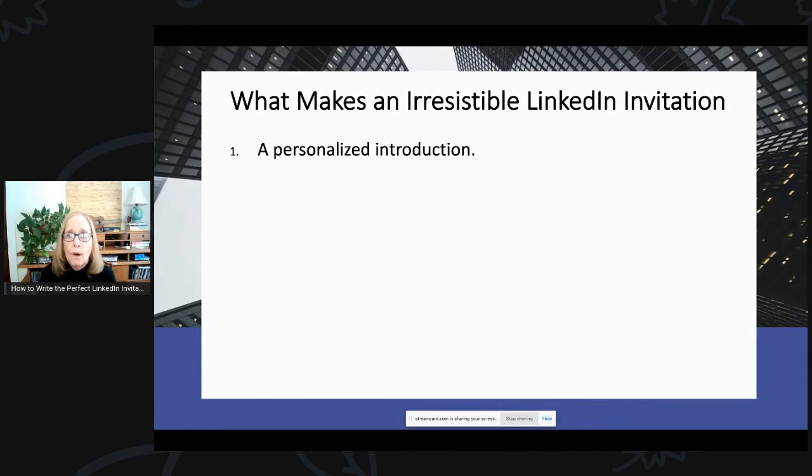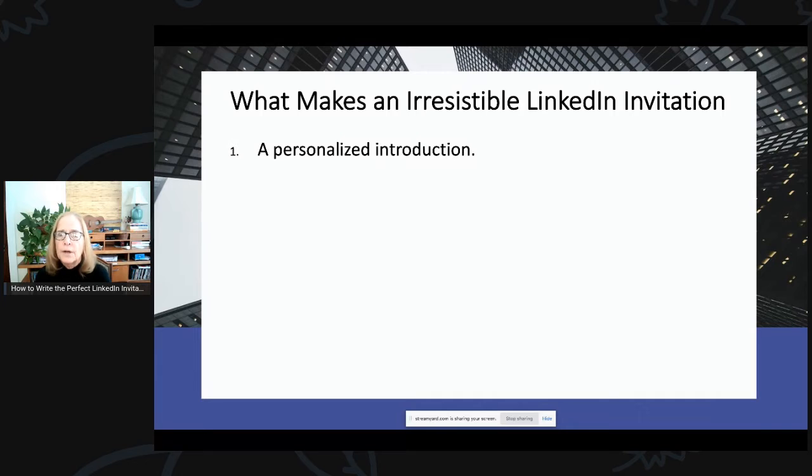Always. Make this a mantra. You do not connect with anyone other than on their profile, because on their profile, that's where you can put a 300 character note. That's not very long.